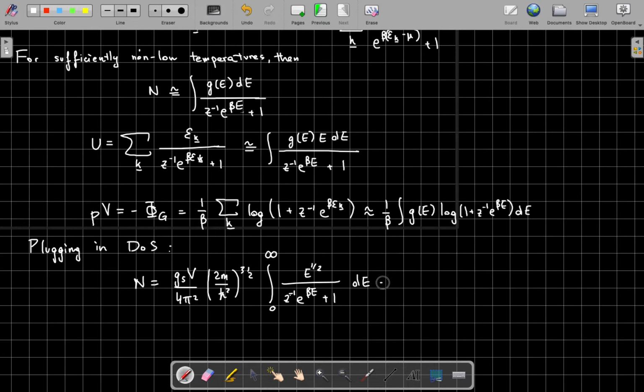Great. I'll do a substitution because I want the exponential to just be e to the x, right? Just as in the boson case, in the Bose-Einstein distribution. So I let x be equal to beta E, so dx is equal to beta dE.